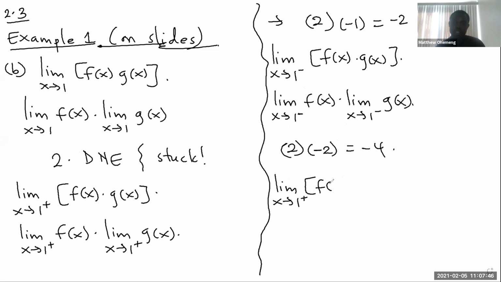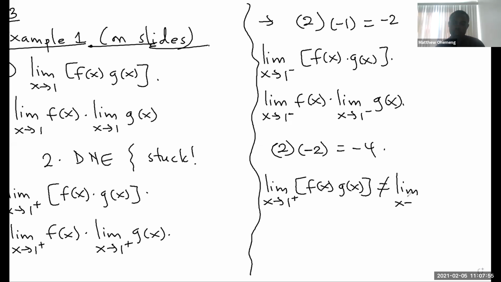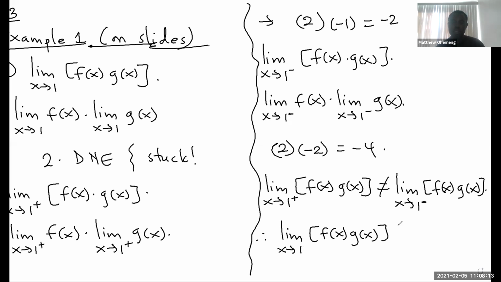So from here, you can see that the limit as s approaches 1 from the right of the product of these two functions, and the limit as s approaches 1 from the left of the product of the two functions, they are not equal, right? So because they are not equal, you can therefore conclude that the limit as s approaches 1 of the product is what? Is DNE. It does not exist.